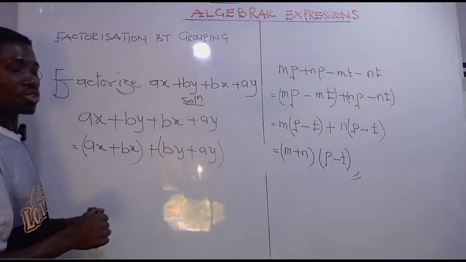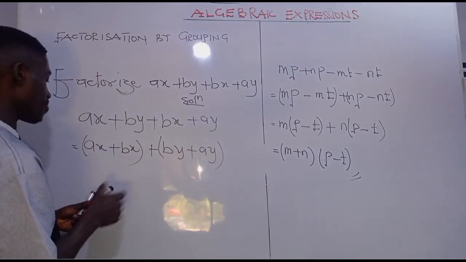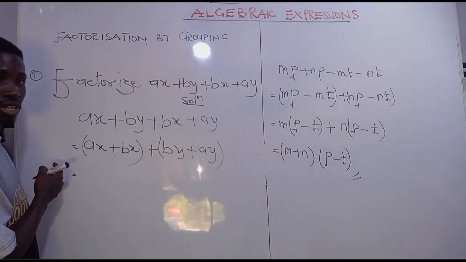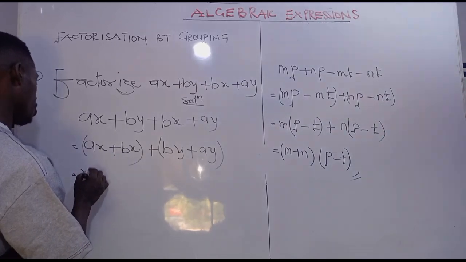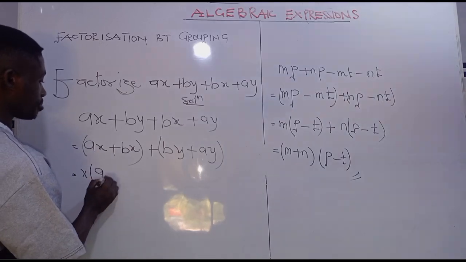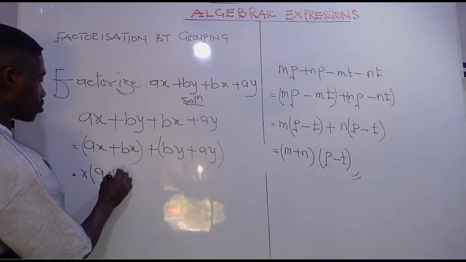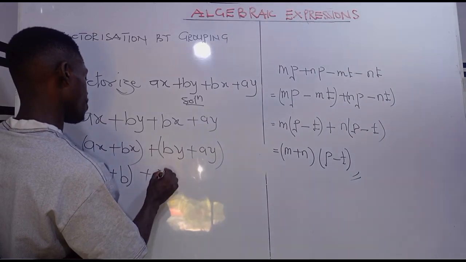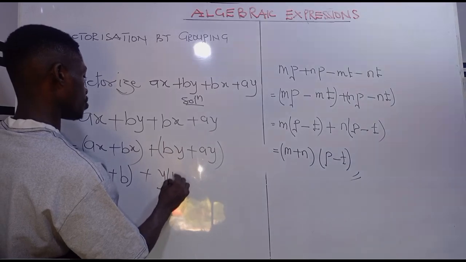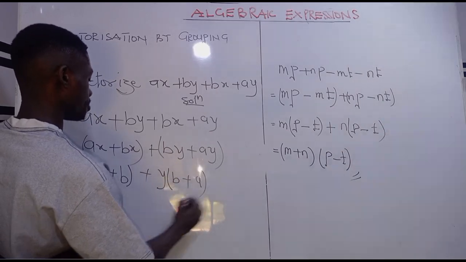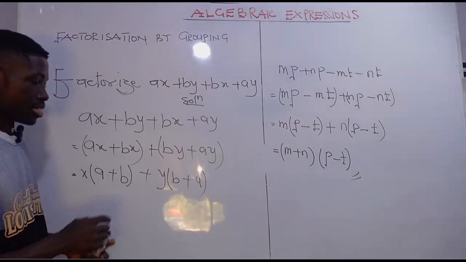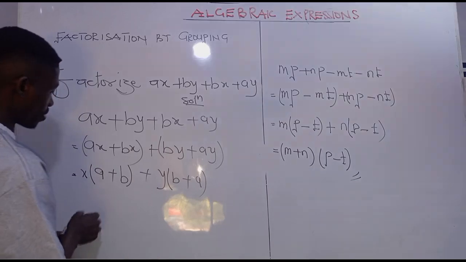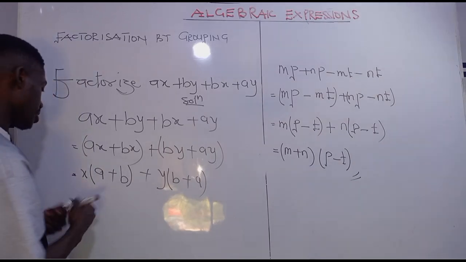Then after that, we factorize each pair of groupings. You see that we have x here, so we can factorize x out. We are left with what? a. Now x is out, we are left with what? b. Good. Now y is here, we can factorize y out, we are left with what? b plus a. As I said earlier on, the terms within the two brackets must be the same.